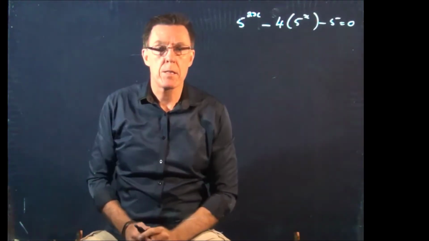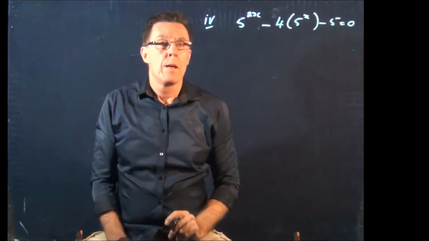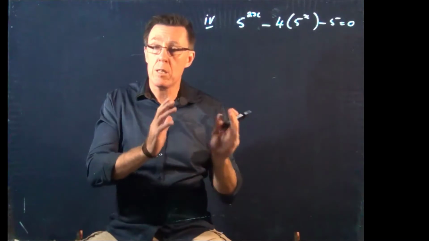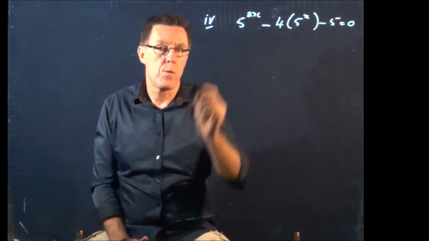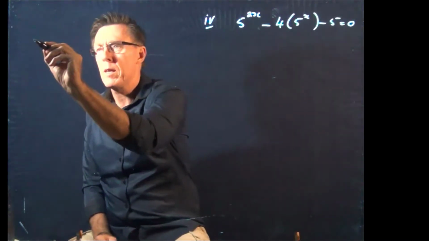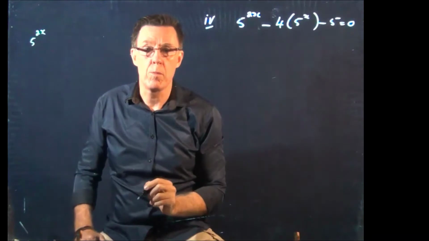Okay, here is our last example for today. Number 4. This is actually what I call a quadratic in disguise. Let me just have a look at this 5 to the power of 2x for a moment. I'll bring it over here. So that's 2 multiplied by x.